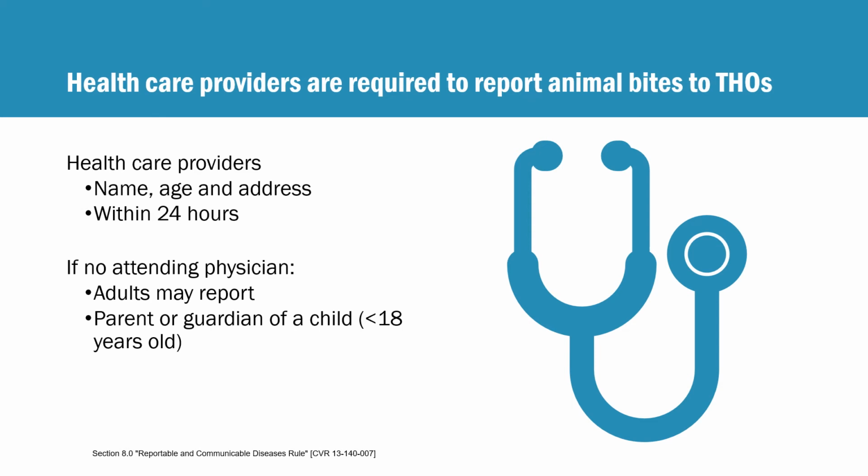Per Vermont's communicable diseases regulations, physicians or healthcare providers shall report to the local health office the full name, age, and address of any person known to have been bitten by an animal of a species subject to rabies, and that includes all mammals, within 24 hours of actual or constructive notice. If there's no doctor in attendance and the person bitten is an adult, that person shall report or cause to be reported such information to the local health officer. If the person bitten is under 18 years of age, the parent or guardian can make that report.